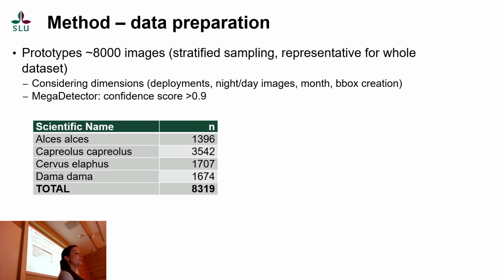So I created a prototype, a subset of these 30,000 images, which is about 8,000 images, and we used stratified sampling to make sure that it's representative for the whole data set. So we considered having different deployments, day and night images, different months, and also bounding boxes that were created by a human or by MegaDetector. If we use MegaDetector bounding boxes, we only included observations with a score larger than 0.9.